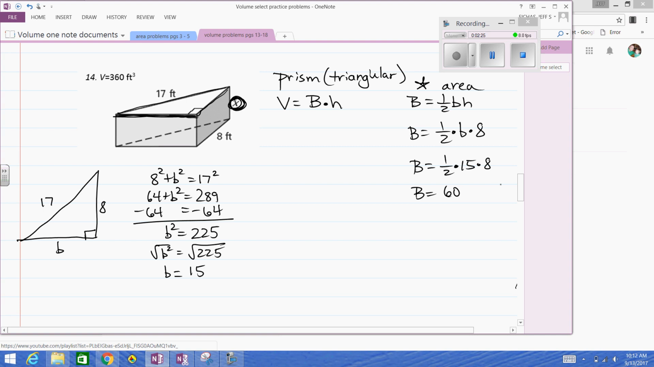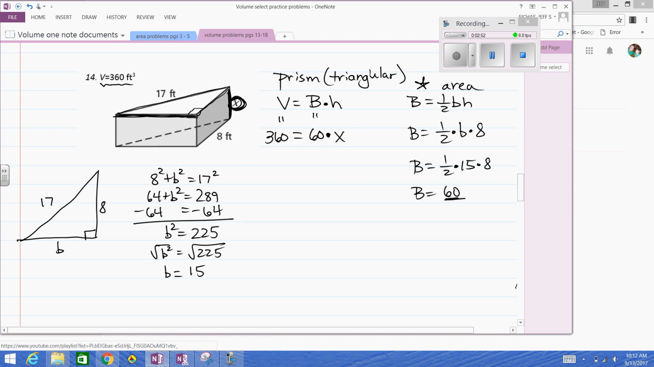Now, here's what's strange about this process for students at first. We're told that the volume is 360. So that's going to go ahead and sub in for V. We calculated the area of the base to be 60. We're going to sub that in for area of the base. Now the height of the prism, believe it or not, is this here. They're calling it X, so we might as well.